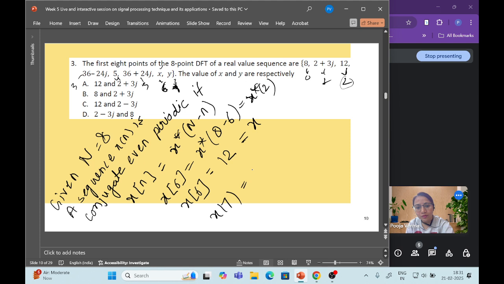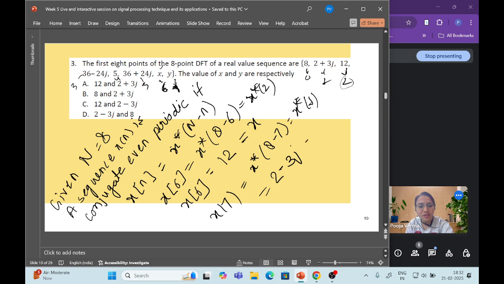So x conjugate 8 minus 7, which is x conjugate of 1. Okay, so at 1 position, what is the value? 2 plus 3j. Now we have to conjugate. So the conjugated value will be 2 minus 3j, right?